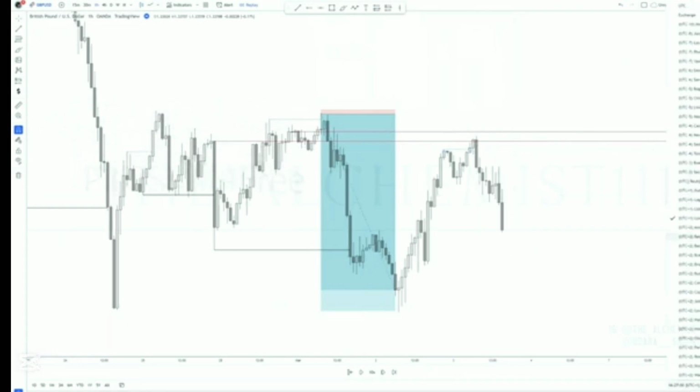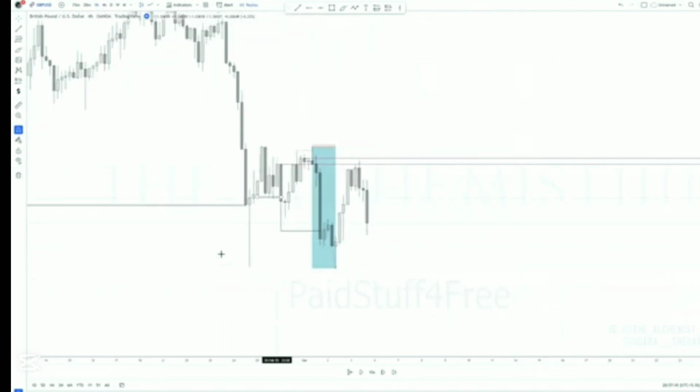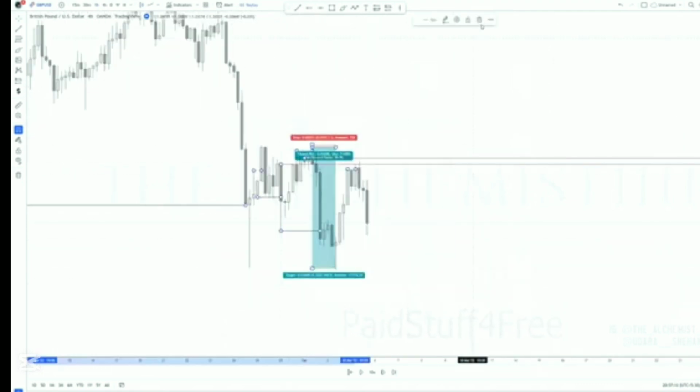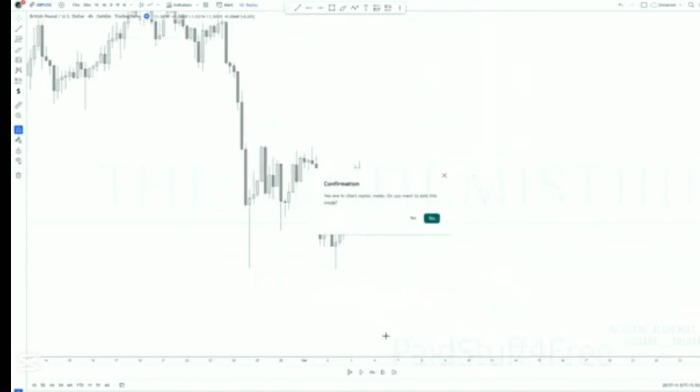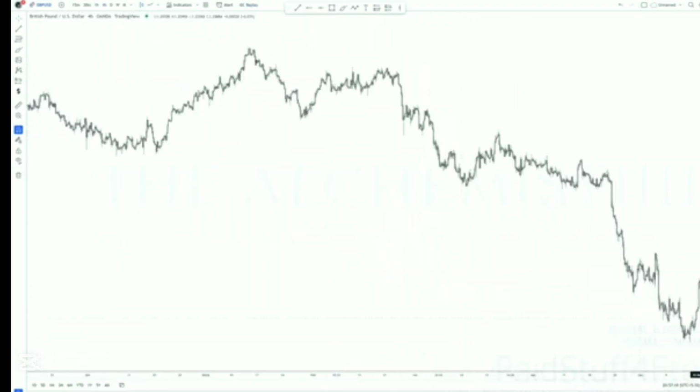So let's talk about the timing factor later. But yeah, that is what happens. See, it taps right into it and then it starts to drop. So that's another rejection block. Let me show you more examples because it's very important. Where else do we have one?